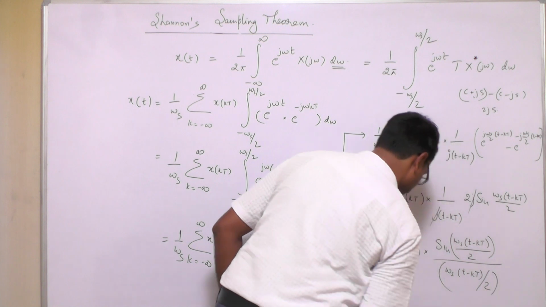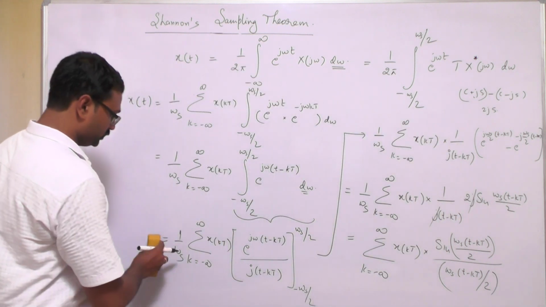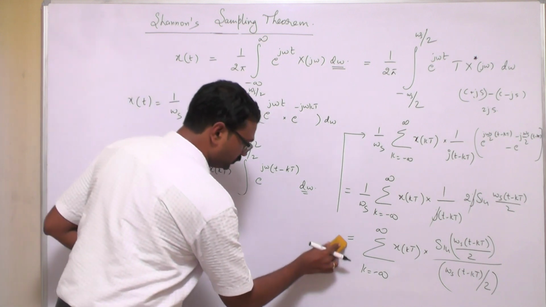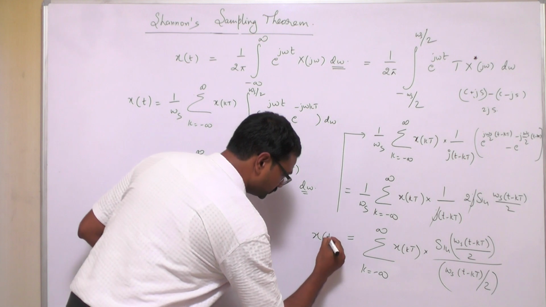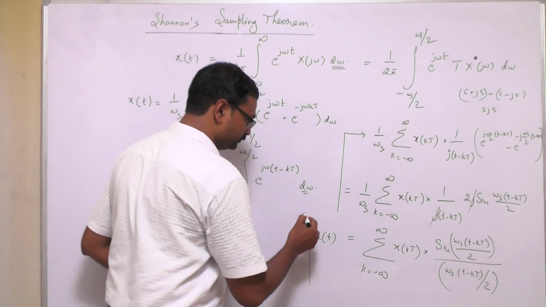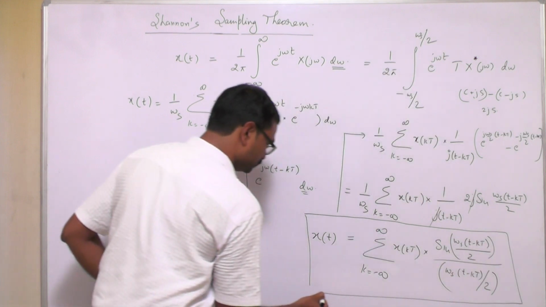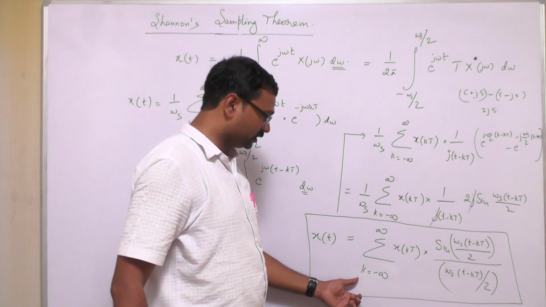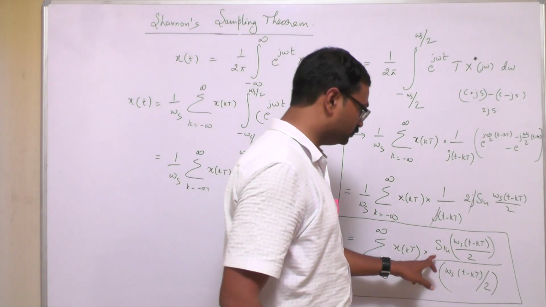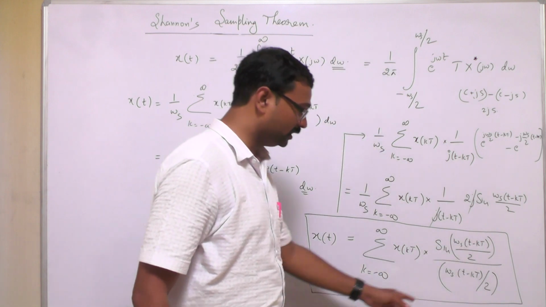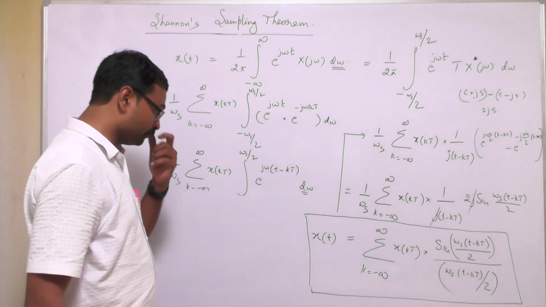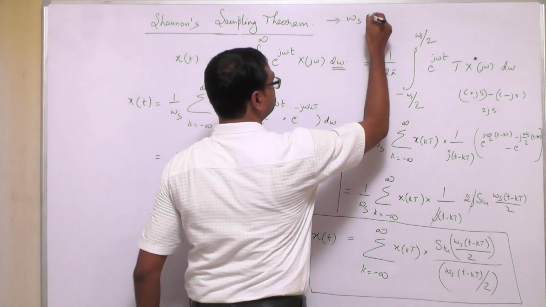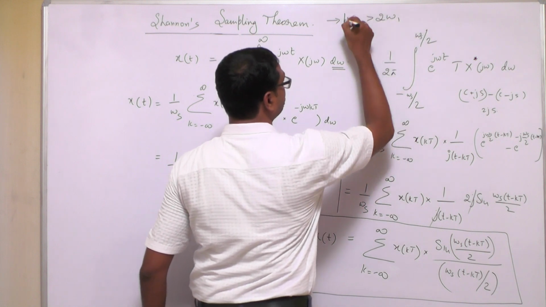So with this you can say that the continuous time signal is reconstructed back, x of t, which is nothing but sigma k from minus infinity to infinity x of kt into sine omega s t minus kt by 2 by omega s t minus kt by 2. So this is happening only when omega s is greater than 2 omega 1.